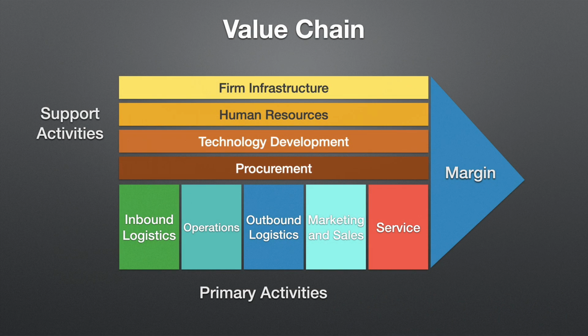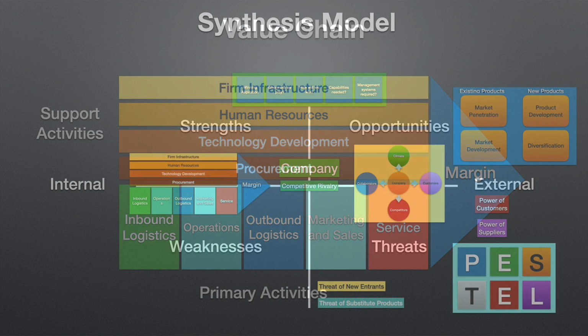So here's the value chain model, if you remember it. At the top, we have the support activities: the firm infrastructure, human resources, technology development and procurement, and then the primary activities of the business: inbound logistics, operations and outbound logistics, then marketing and sales, and then service. And these all help us to develop margin. So that's the model. I'm sure you remember it from our lecture.